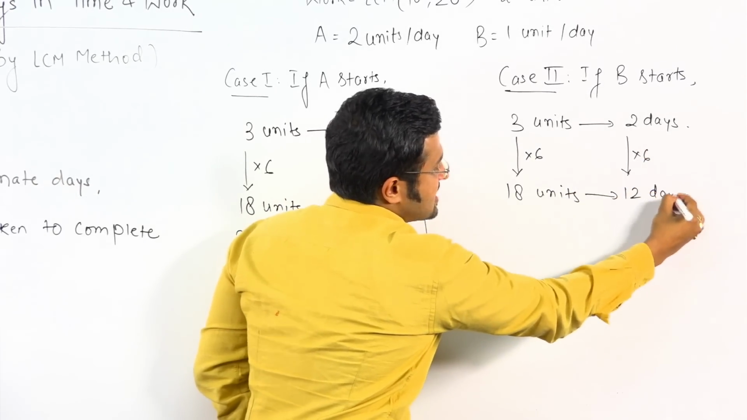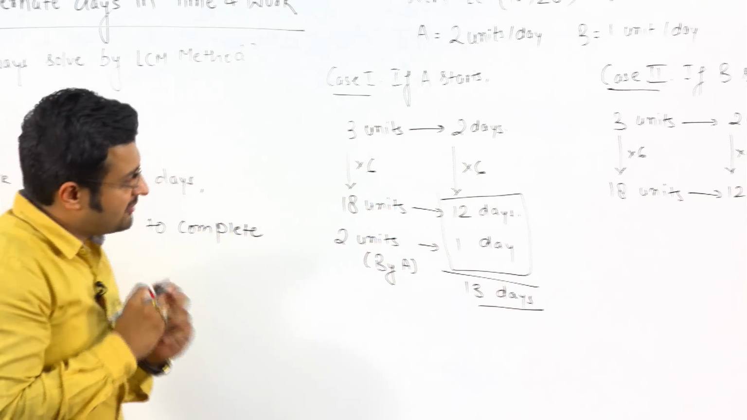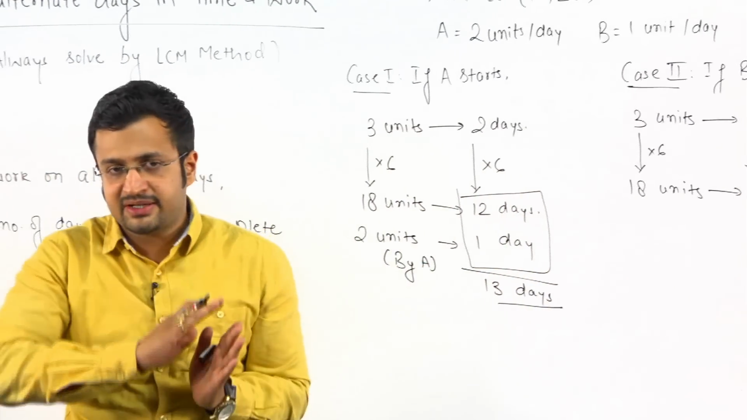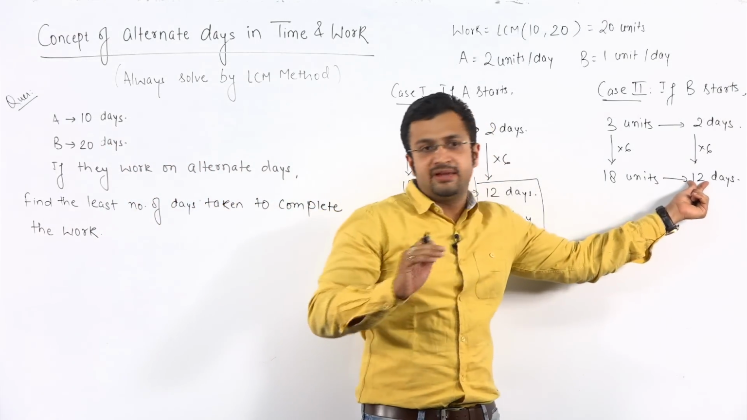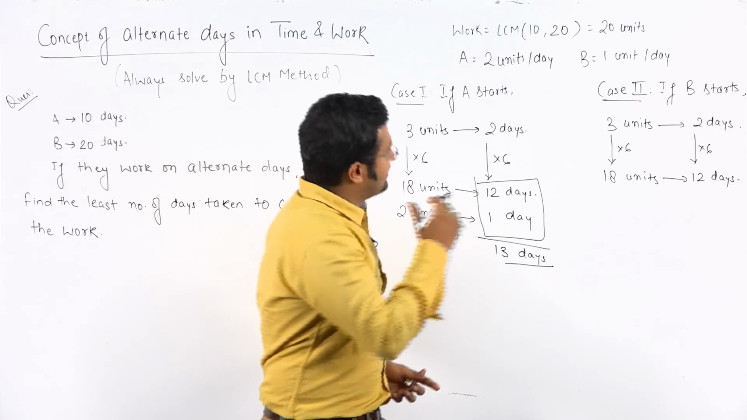12 days. Now how many units are left? Again 2 units are left. Now who will work on 13th day? Now in this case, if B starts, so first day B works, second day A, B, A, B, A. That means on 12th day A will work. That means on next day, that is 13th day, B will work.